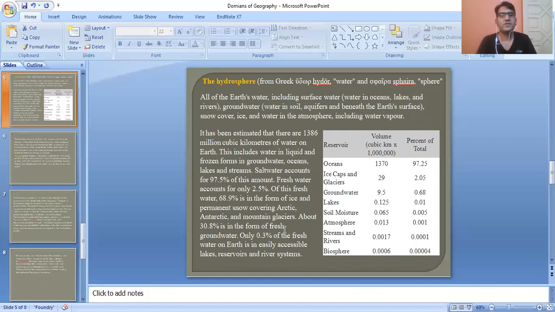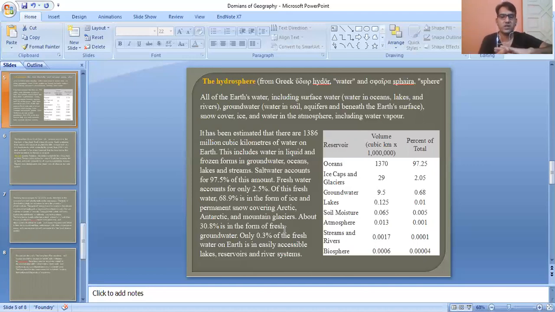All of the Earth's water, including surface water, groundwater, or the water which is present in the environment or the atmosphere, we are all concerned with here in the hydrosphere. Our water is in different forms and different locations. If it's surface water, we have surface water in the form of oceans, seas, lakes, ponds, and streams.